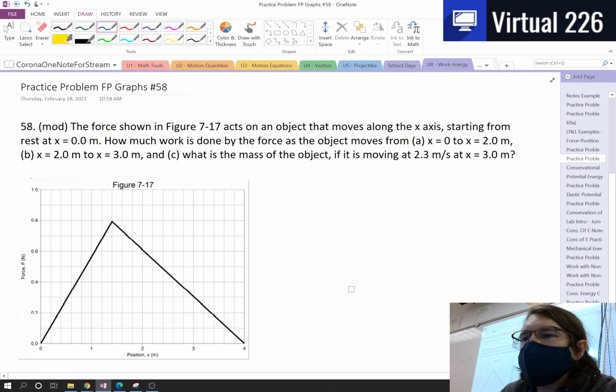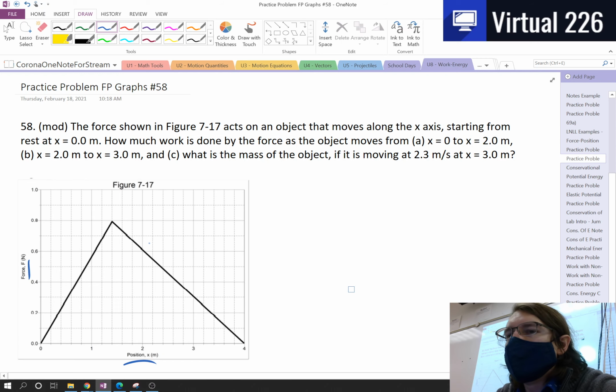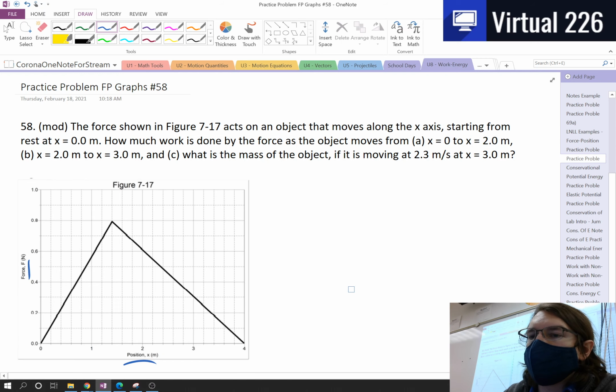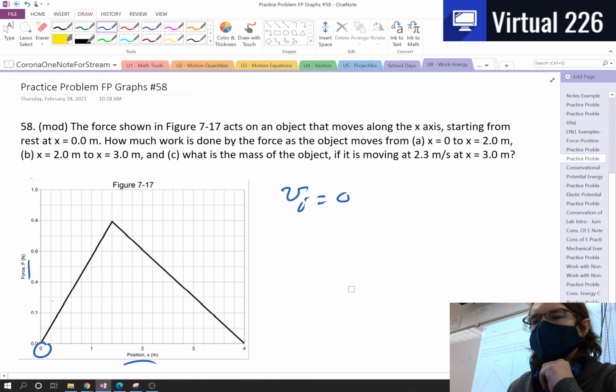Unit 8, practice problem number 58. That's a lot of 8s. Okay, so we've got some object, who knows what it is, and it has a force position graph as shown in this figure down here, this kind of weird triangular looking thing. The object is starting from rest, so its initial velocity is 0 at a position of 0, okay?